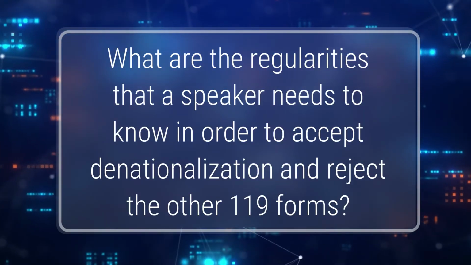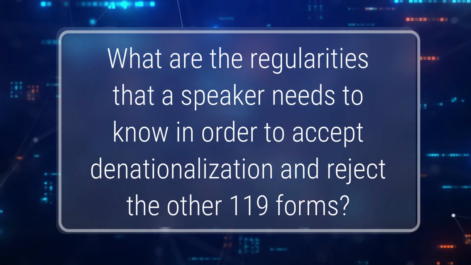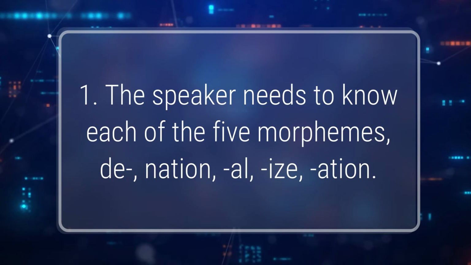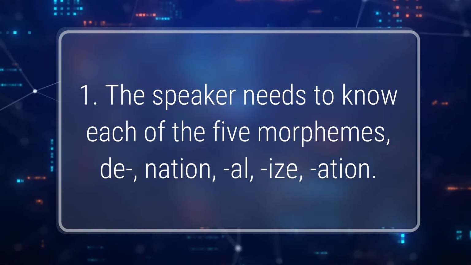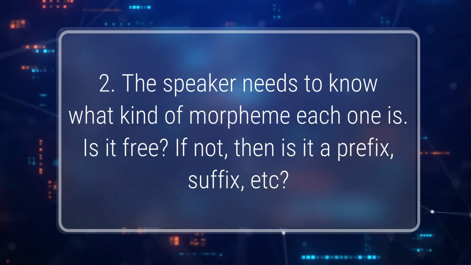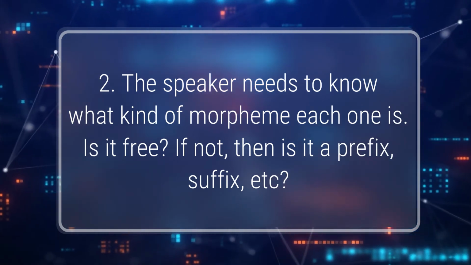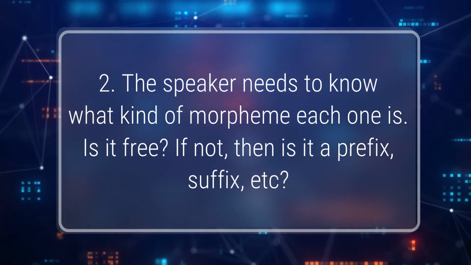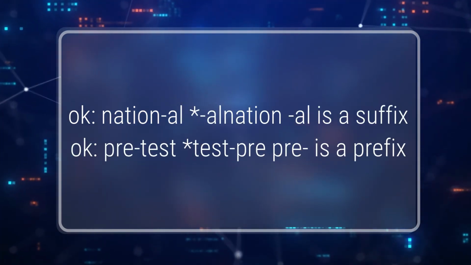What are the regularities that a speaker needs to know in order to accept denationalization and reject the other 119 forms? First, the speaker needs to know each of the 5 morphemes: de, nation, al, ize, and ation. Second, the speaker needs to know what kind of morpheme each one is. Is it free? If not, then is it a prefix, suffix, etc.? It is okay to say national, but not alnation, since al is a suffix.